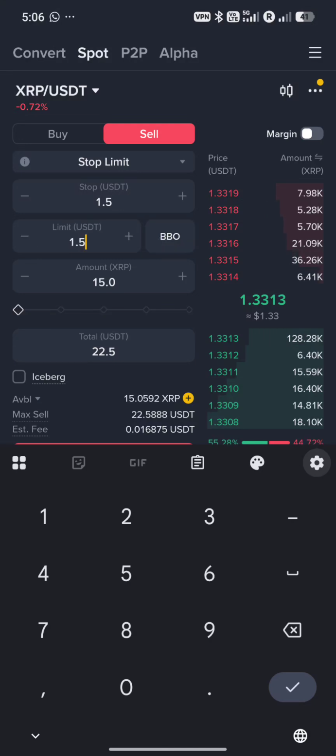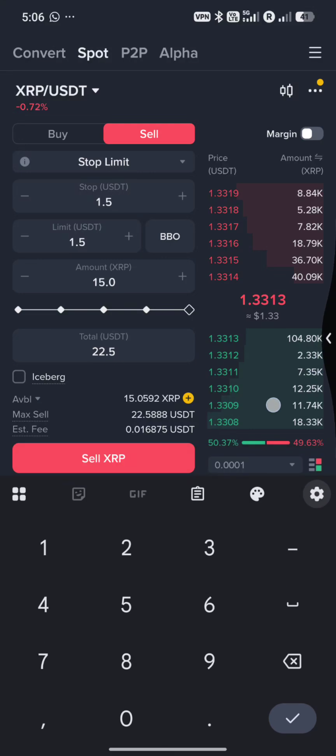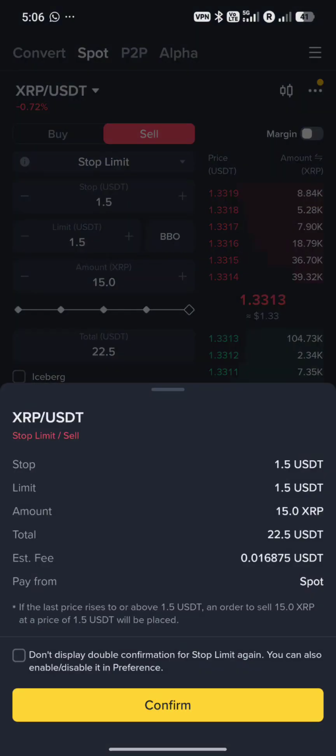Just ignore it. So you repeat the same price, then drag it depending on how many percent you want to sell. I'll use 100%. Then click on sell. So you can see total is 15.22 USDT and 2.5. So that's like maybe a 10% increase.